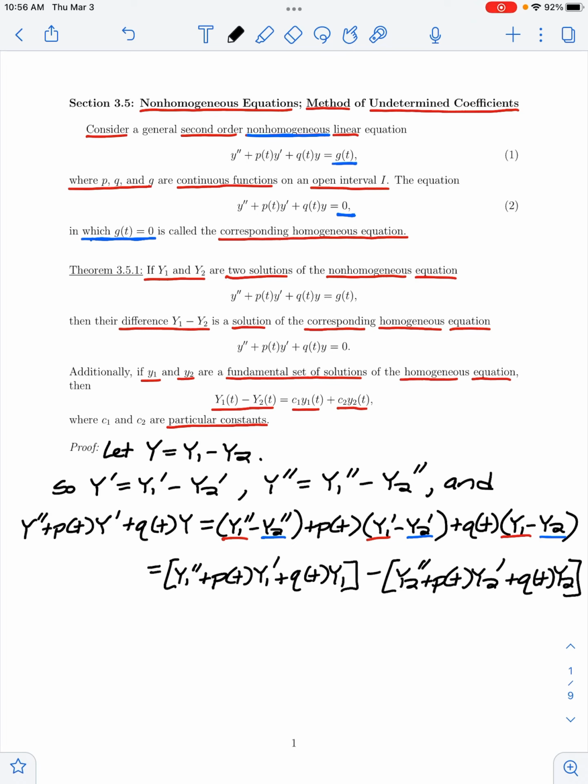And now each of these expressions in brackets is equal to g(t). Why is that? Well, let's look at these expressions. These two are exactly the differential equation that I'm considering with capital Y1 or capital Y2 substituted in. But we know that capital Y1 and Y2 are solutions of the non-homogeneous equation. Both of those expressions are equal to this g(t) function.